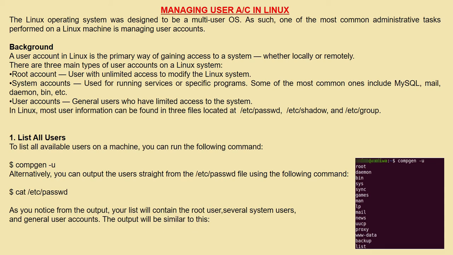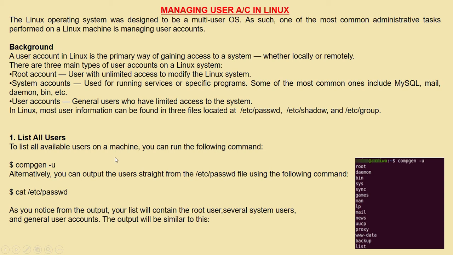Then next is the user account. General users who have limited access to the system. So inside the user account, general users have limited access permission to the system. In Linux, most user information can be found in three files located at /etc: passwd, shadow, and group. It's the path /etc, and inside /etc the passwd file is there, along with the shadow file, and also the group file.